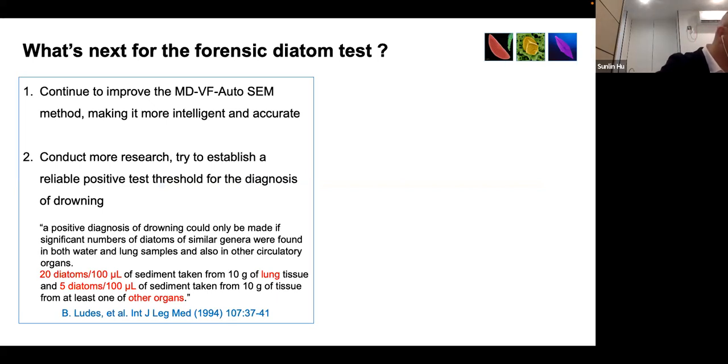So what's next for the forensic diatom test? I have worked in this area for 20 years. I and my colleagues intend to do two things in the following years. One is to continue to improve the new method to make it more intelligent and accurate. The other one is to conduct more research and try to establish a reliable positive test threshold for joint diagnosis. The current ones were all based on conventional methods.